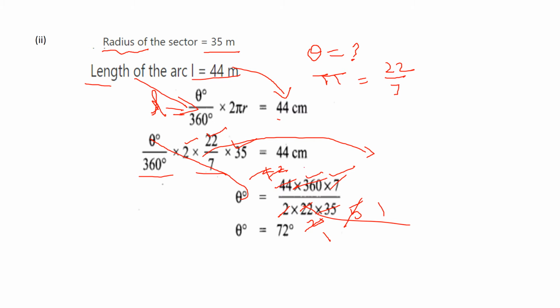7 5s are 35, because 3 is smaller than 5, so you take 2 digits, 36. 7 5s are 35, remaining here 1, you keep it here. So 2 5s are 10. So theta, the central angle, equal to 72 degree.